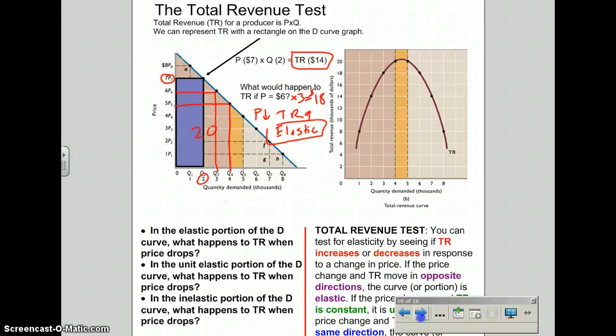If we do this another time, drop the price to 4, we'll sell 5 units of output. Now our total revenue is again 20. Price dropped, total revenue stayed the same. We can define this as the unit elastic range. And finally, let's look at what happens when we drop the price one more time. Drop the price to $3. We sell 6 units of output. The area of this rectangle is 18. We decreased the price, the total revenue dropped. So now, when we move from $4 to $3, we know that we have entered the inelastic region of this demand curve.